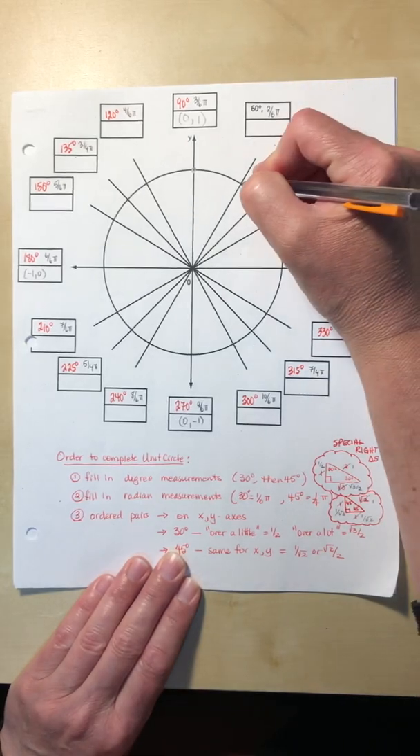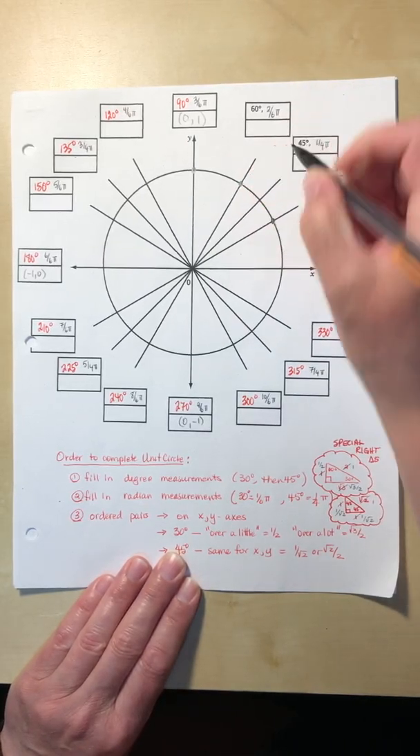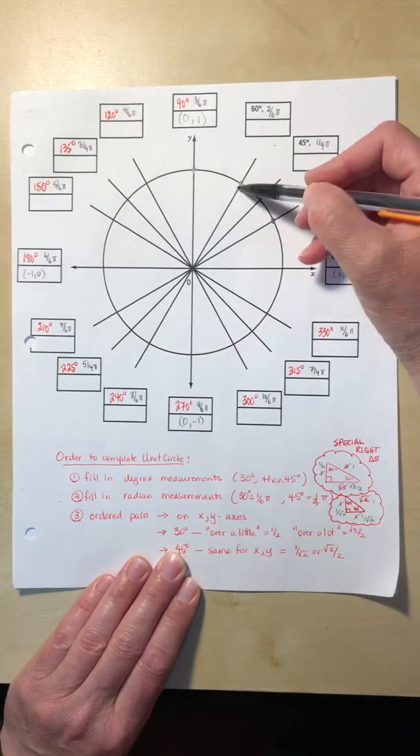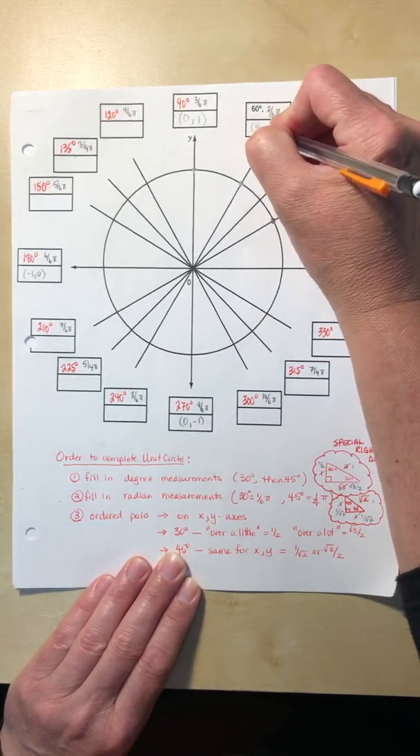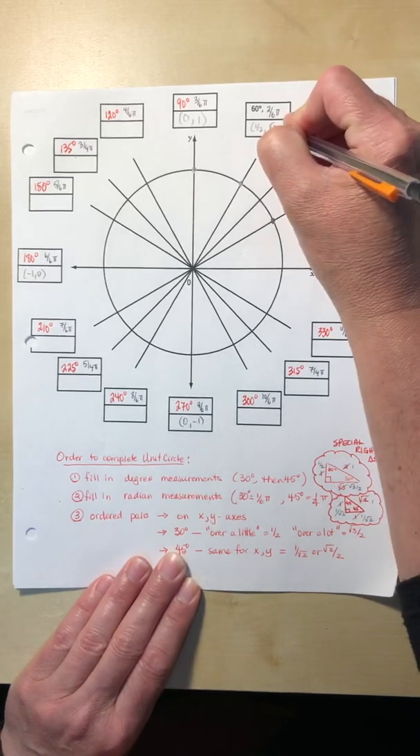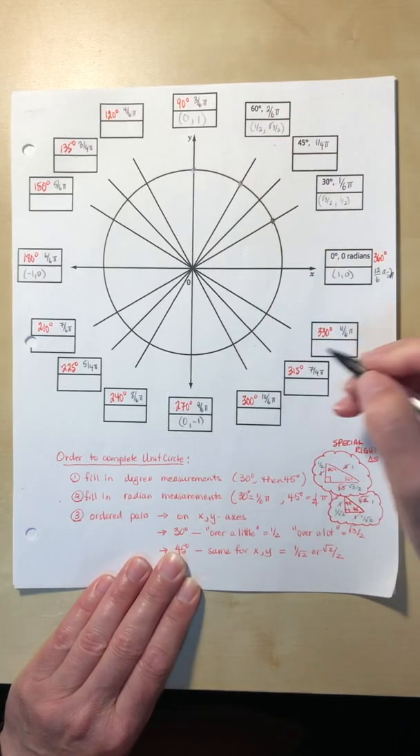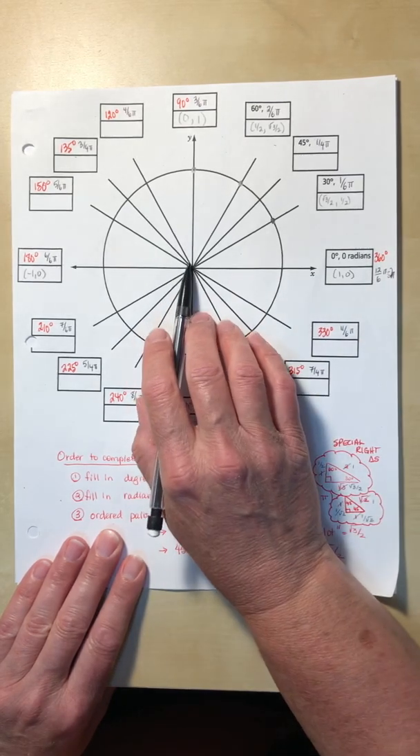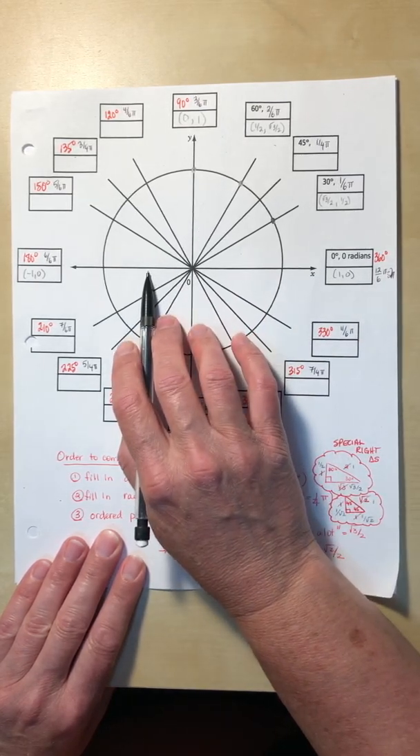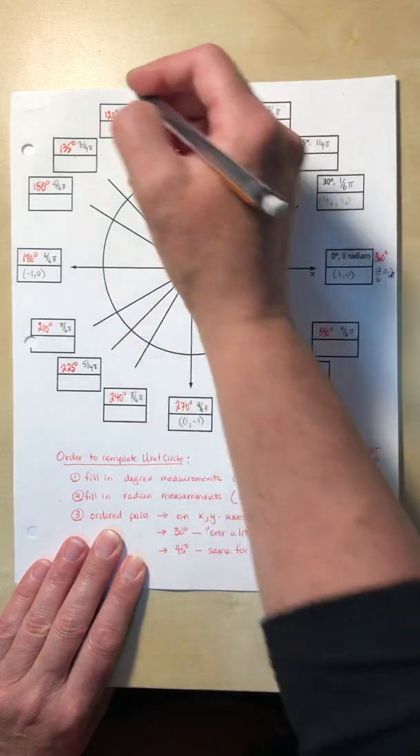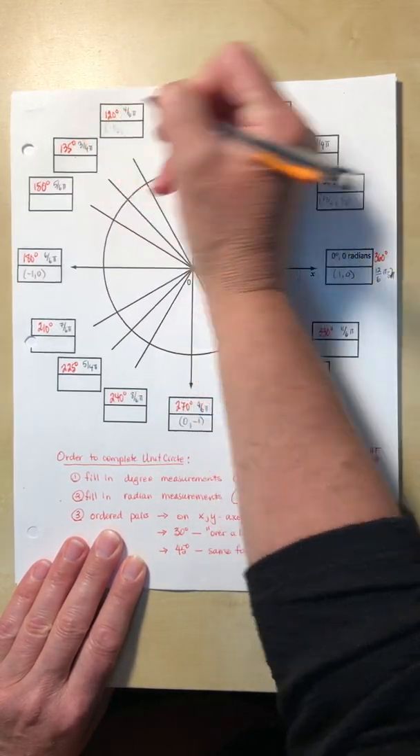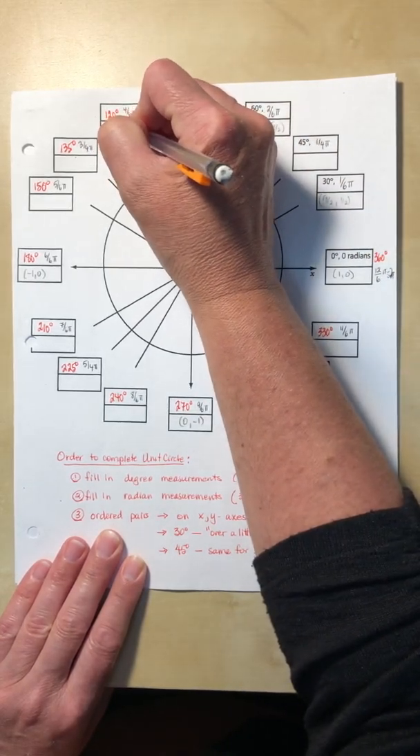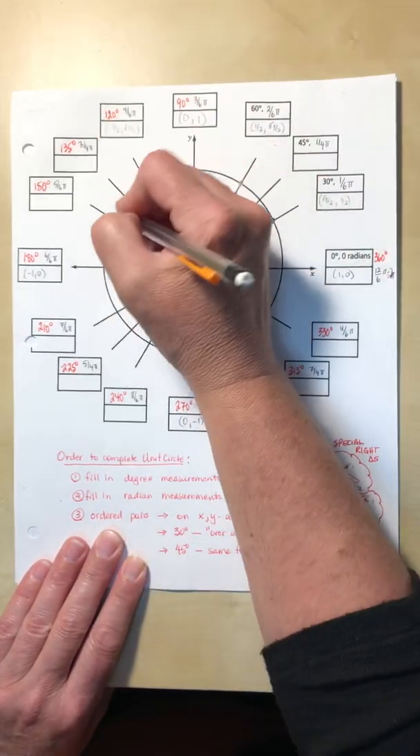So when I'm talking about a 60-degree angle, to get to that ordered pair, I'm over a little and I'm up a lot. So over a little is 1/2, up a lot is my root 3 over 2. And I continue to do that for all my 30-degree angles. 120 degrees is back a little and up a lot. So negative 1/2 for the back a little, and up a lot is still positive root 3 over 2.